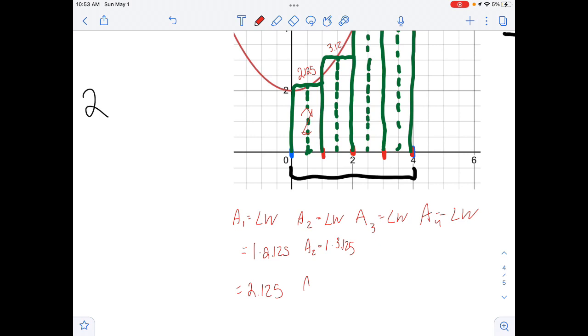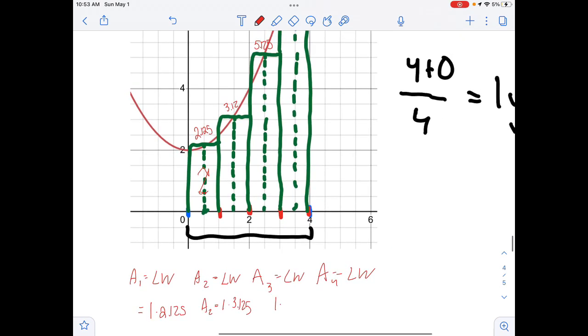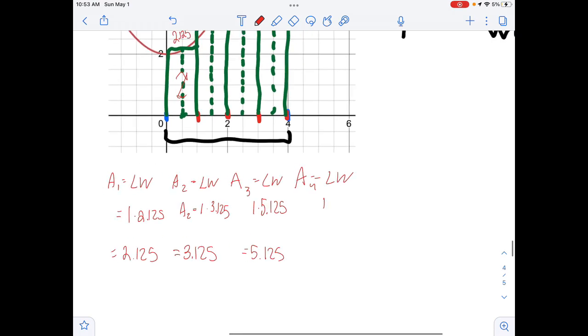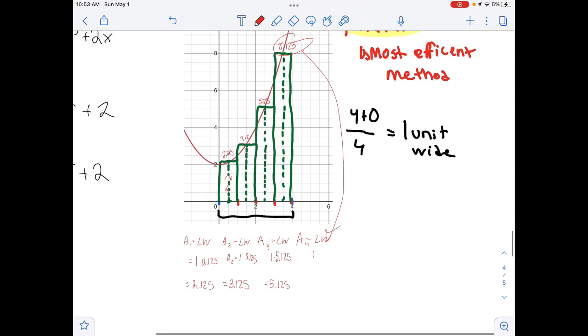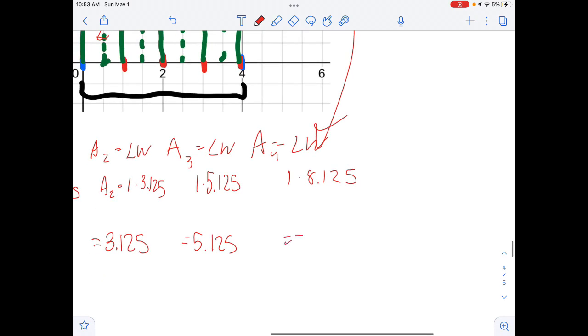So that would just equal 3.125. It's going to be 1 times 5.125. So that would just equal 5.125. For the last one, you just have 1 times this height, bring it down, 8.125. So that is equal 8.125.